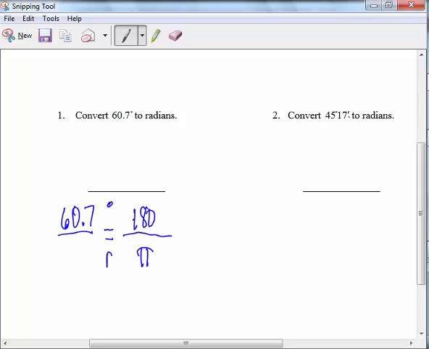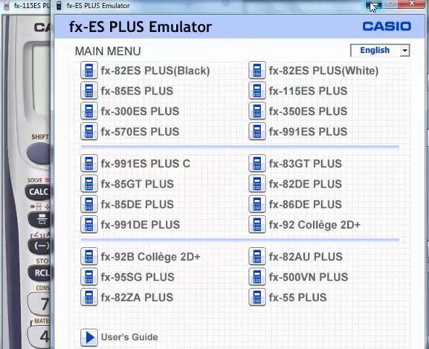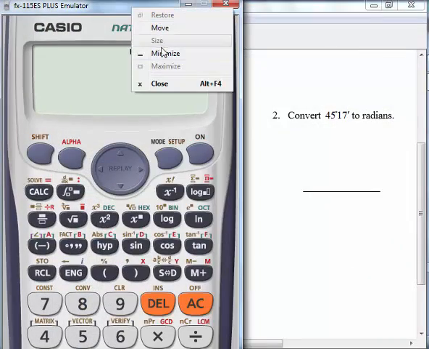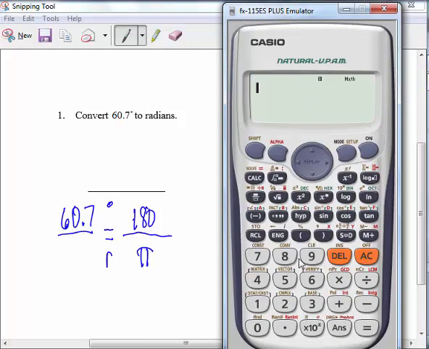So on our calculator, we're going to press 60.7 times pi divided by 180, and we get 1.06. We need 3 sig figs.